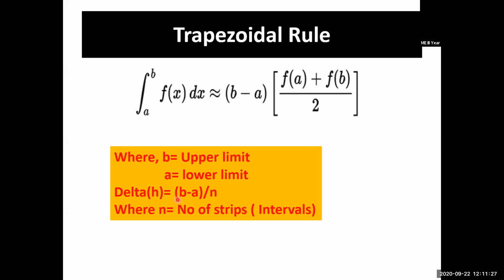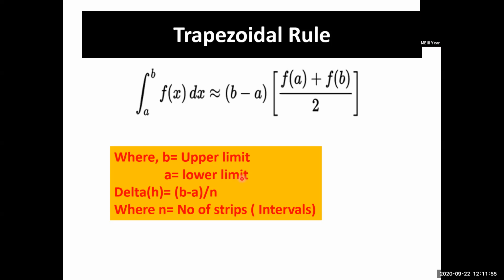So the delta value is nothing but the upper limit minus the lower limit, divided by the total number of divisions, that is, how many steps there are in the interval. You just have to keep this formula in mind. This formula is sufficient, and you should know the significance of the lower limit and the upper limit. This thing also you have to keep in mind.